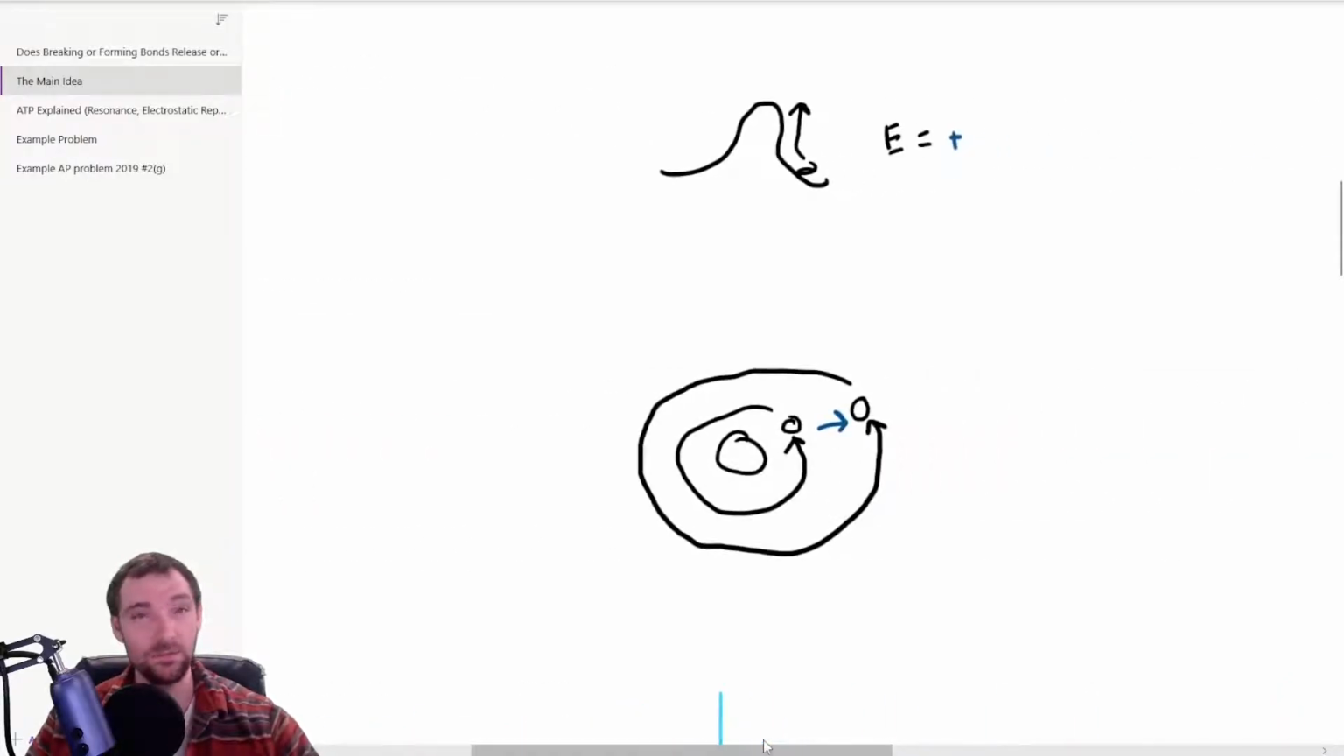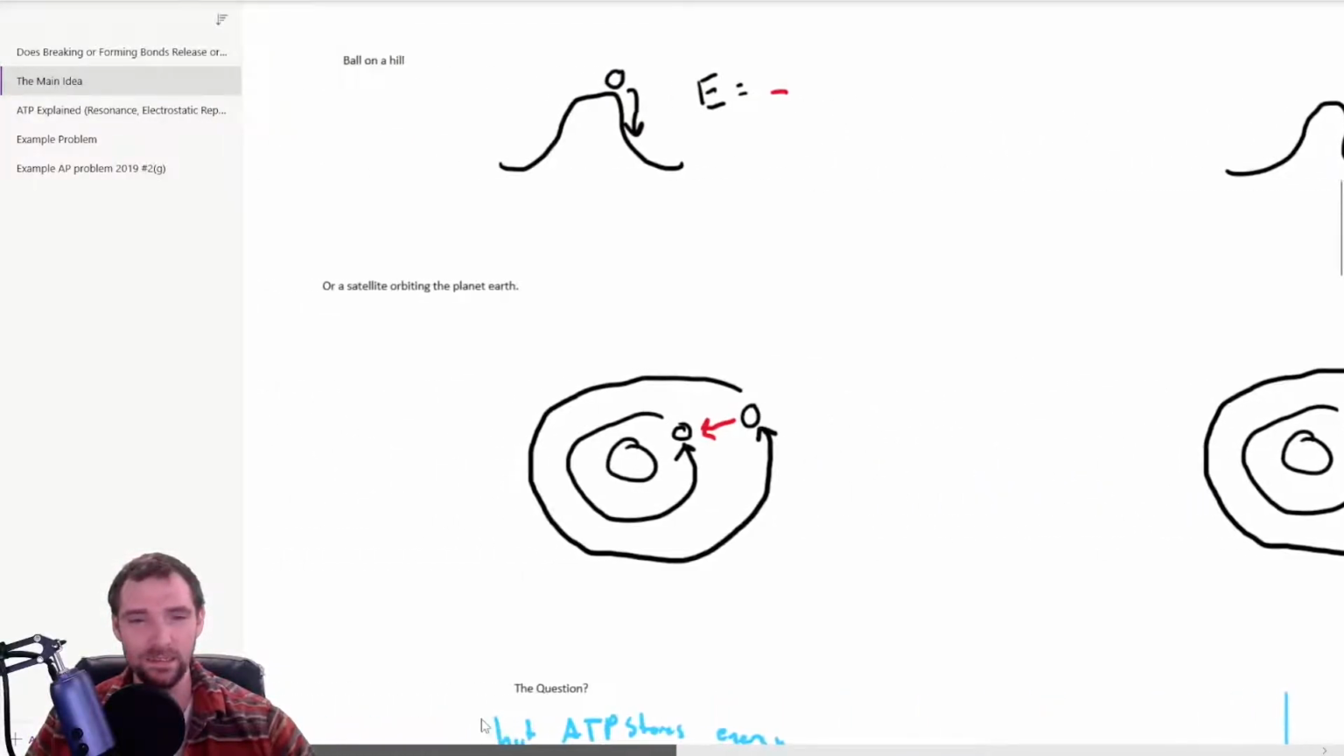To get the satellite to be further away, that's not going to happen just spontaneously. You need to add energy into that system. So you might need to fire a rocket or something to get it to go further away, if it's in a stable orbit, that is.